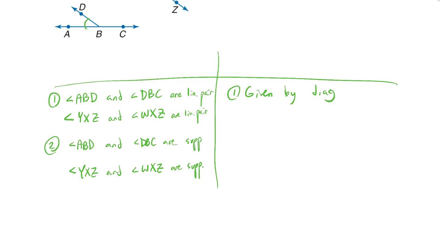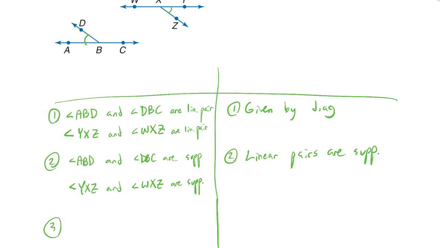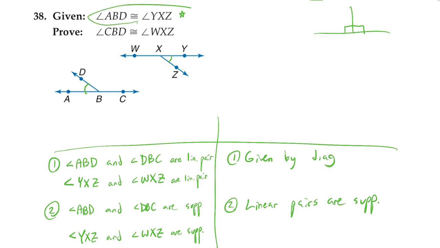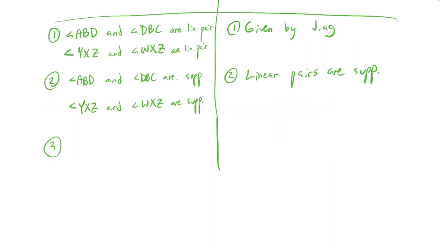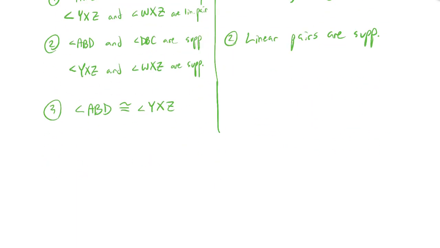So that was linear pairs are supplementary. The book calls it the supplement theorem. I like just writing that linear pairs are supplementary. Now step 3, I'm going to pull in that other given: angle ABD and YXZ are the same. So angle ABD is the same as angle YXZ. That was given to us, but I'm only pulling it now because I'm using it now.